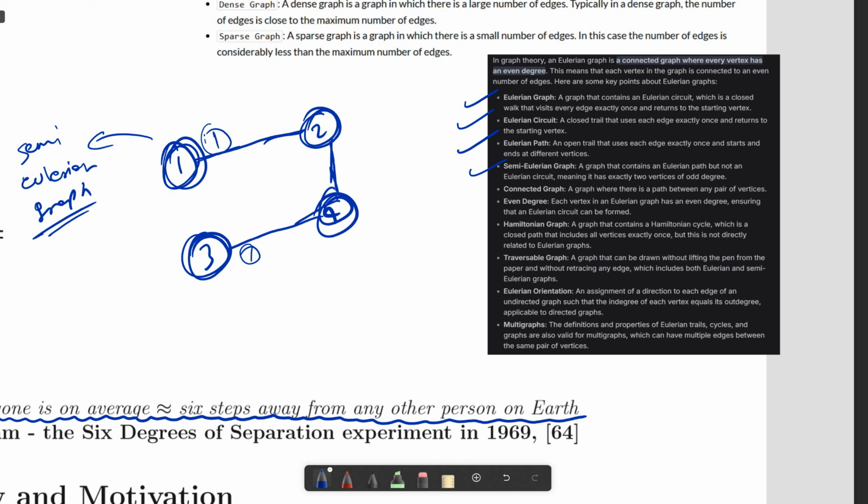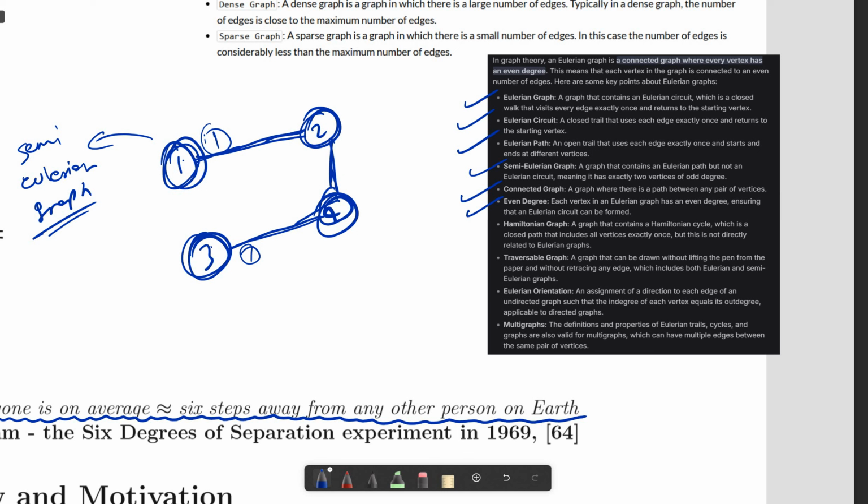a connected graph is one in which there is a path. So connected graph, like one is connected to three. How? By this path. If we can go from any vertex to any other vertex, whether the path is like this, because this has nodes here, but as we can go from 1 to 2, so this is a connected graph. Okay, even degree, no need to tell.